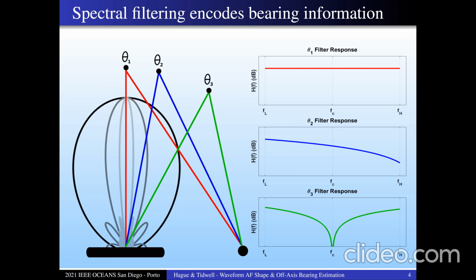And so we see here that the frequency dependent beam patterns encode information about the target's angular location with respect to the main response axis. So that's what's going on conceptually. How do we translate that to a rigorous signal model?